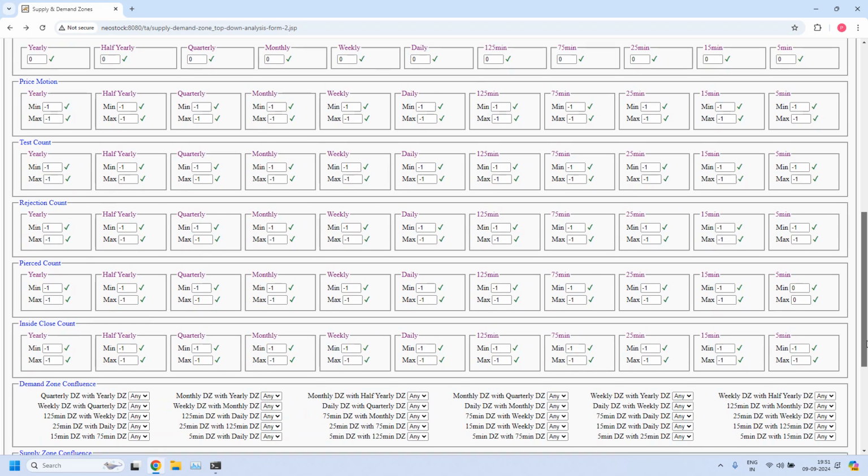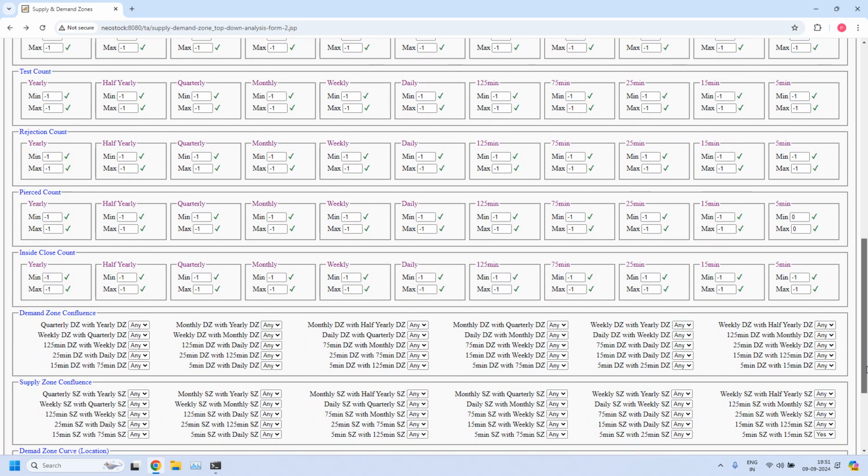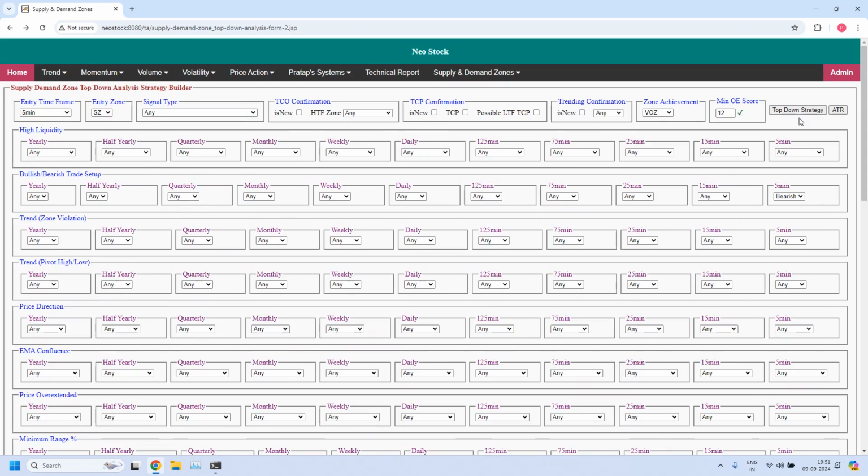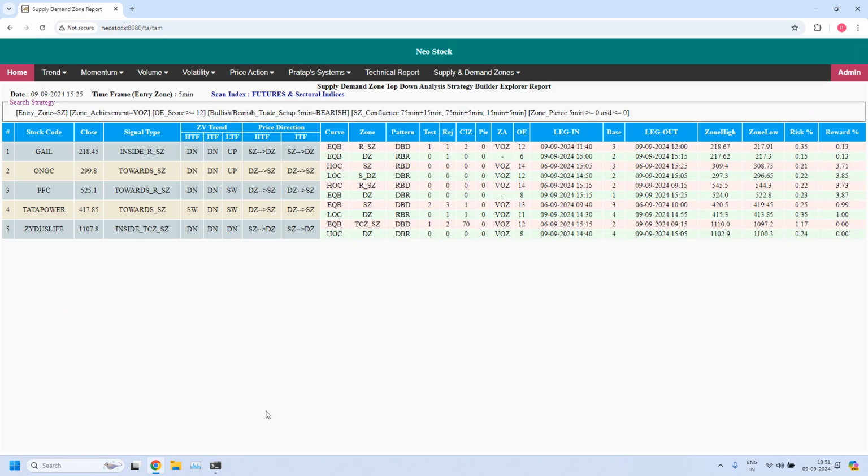Out of those 7, how many will further have a HTF confluence? So already we selected 5-minute supply zone with 15 minutes. Next, I am enabling 5-minute supply zone with 75, and also I am enabling 15-minute supply zone with 75. With all the 3 filters, LTF, ITF, HTF confluence, we got 5. Out of 7, 5 are filtered. That means all these 5 stocks are having LTF, ITF, HTF confluence and also supporting bearish trade setup for hourly income trade.